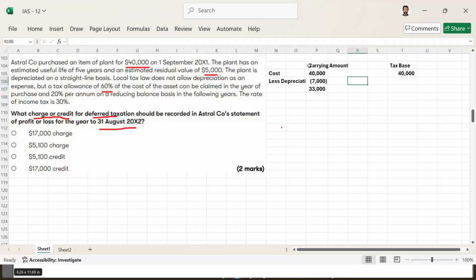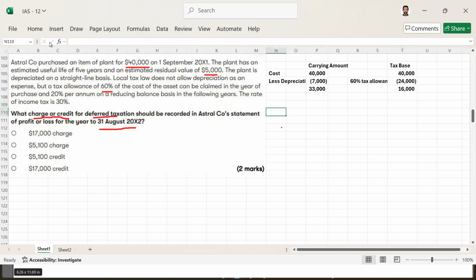Whereas when it comes to the tax base, the tax allowance is 60%. So we simply take 60% of this value, that is 24,000. We deduct the 24,000 and we have the closing tax base, which is 16,000. So now you have the carrying amount as 33 and the tax base as 16.